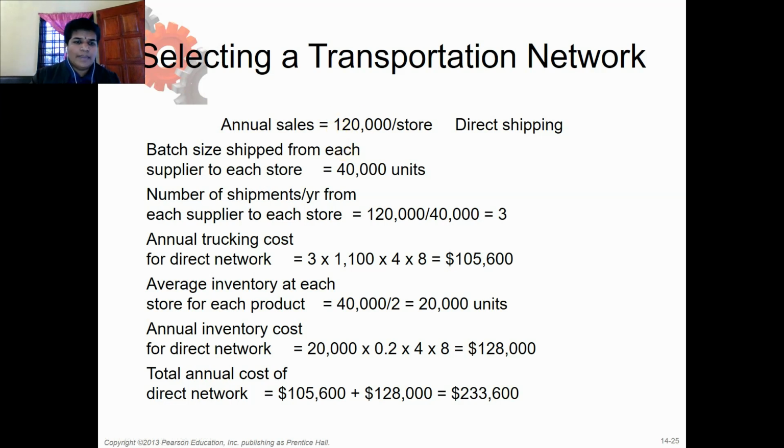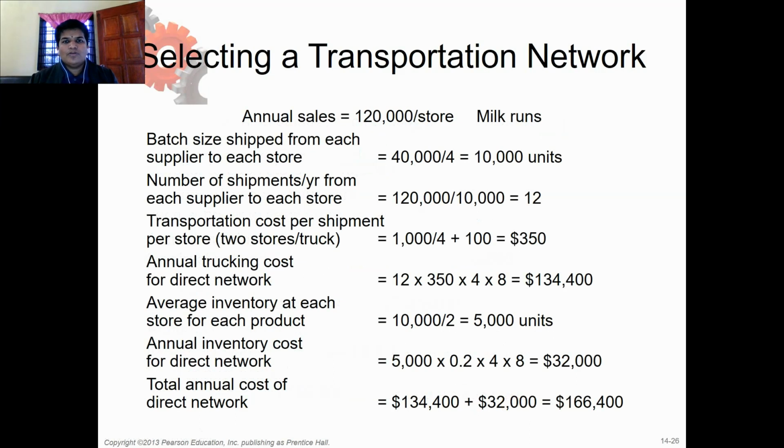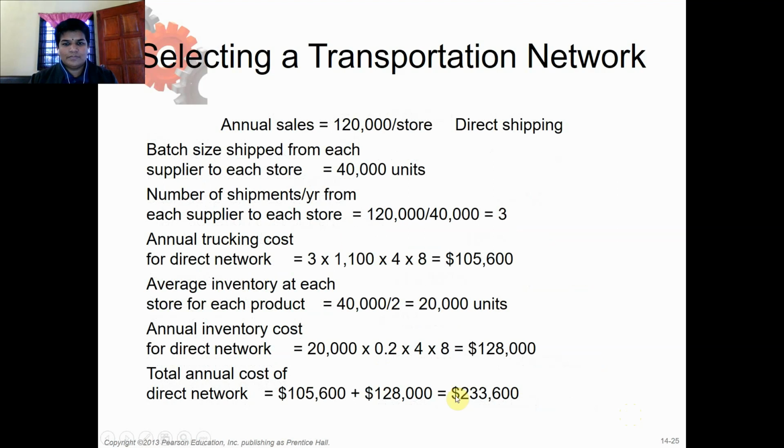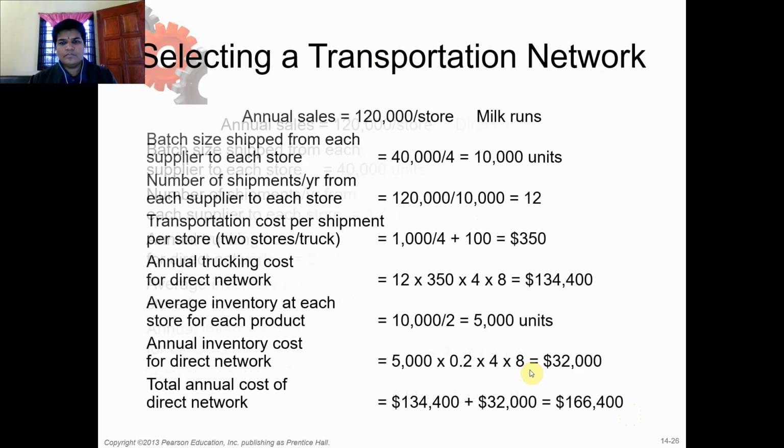Okay, so total annual cost for direct network is 233,600. Using milk run, reduced, you see, 166,400. Look at here. Okay, and also we are talking about the same store. Okay, so here it is much cheaper, the milk runs.